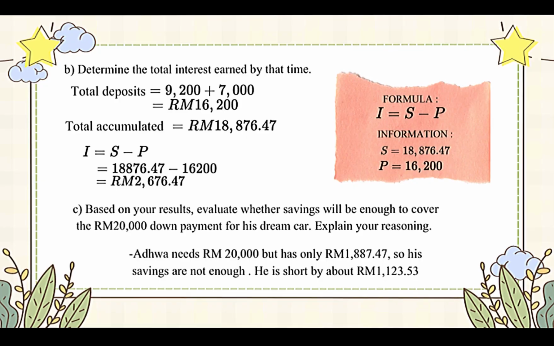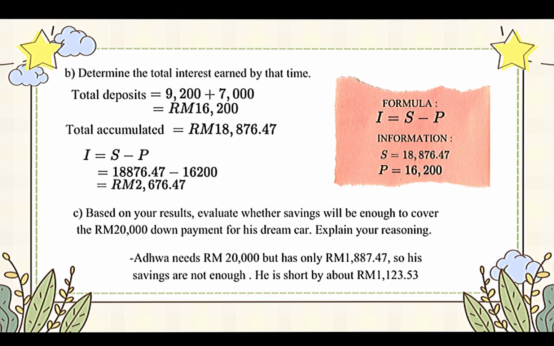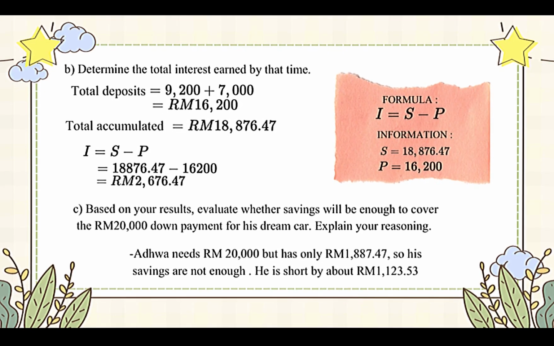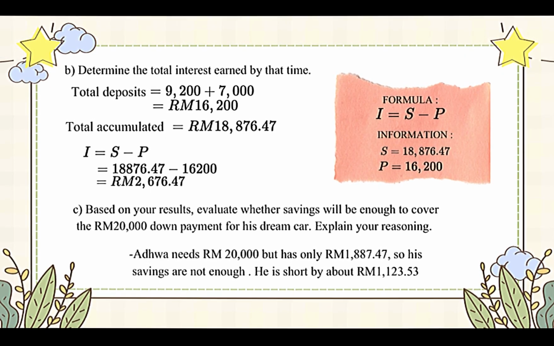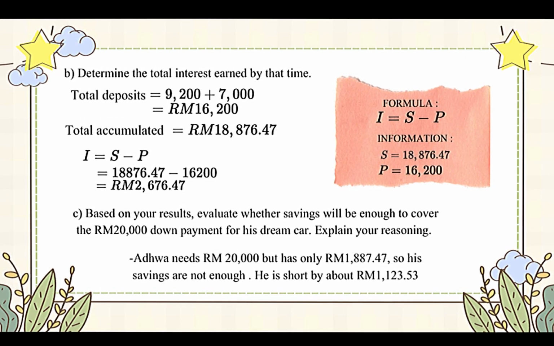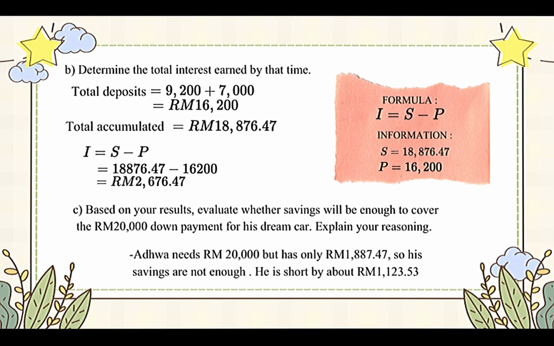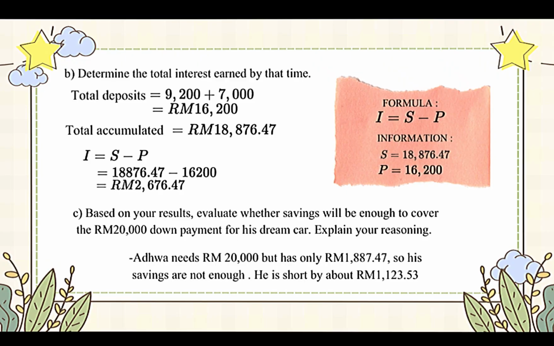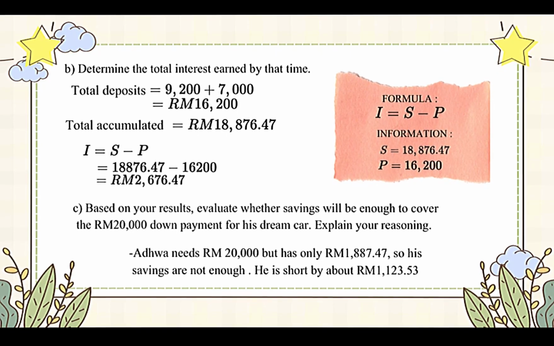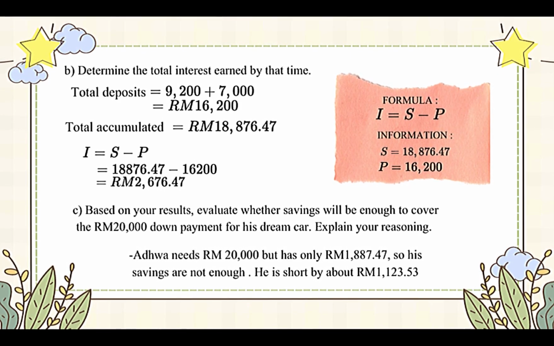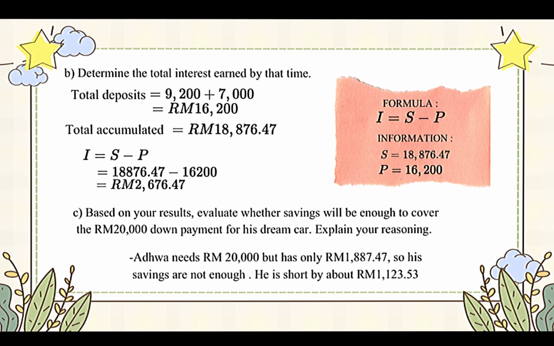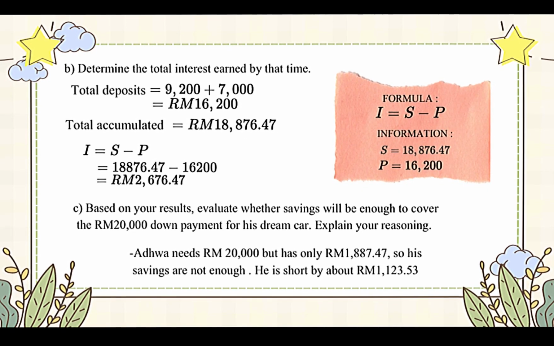For question B, determine the total interest earned by that time. To get interest, we need to use the formula I equals S minus P. And we know that S equals 18,876 ringgit and 47 cents. And P is both the deposited amount, which is 9,200 ringgit plus 7,000 ringgit to get 16,200 ringgit. Substitute all the known values into the formula to get I equals 2,676 ringgit and 47 cents.